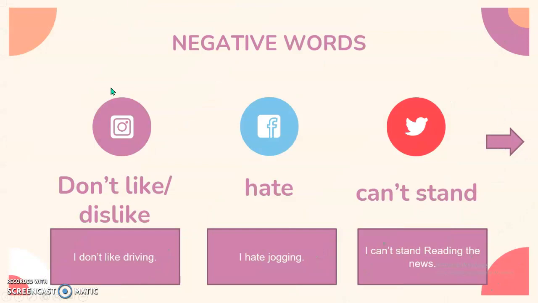Now let's take a look at some negative words. Ahora miremos algunas palabras negativas. For example, don't like, dislike. These words mean the same, but dislike is very formal. Don't like y dislike significan lo mismo. No me gusta, pero dislike es una palabra muy formal. For example, I don't like driving. Por ejemplo, no me gusta conducir.